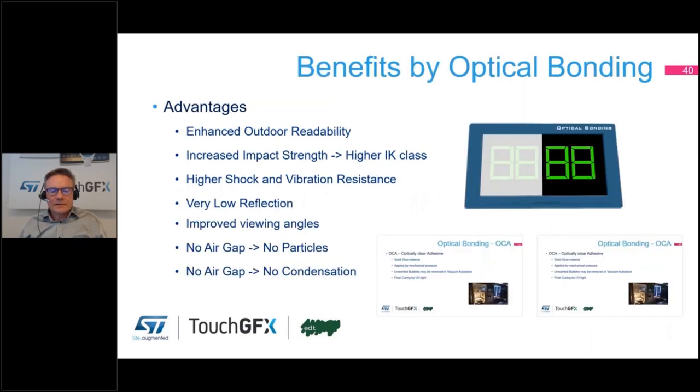So how does it look? This picture here shows it maybe a little bit schematic, but it clearly explains that the right side of the display is having an optical bonding, and the left side is without optical bonding. And it will actually look like that if you take the display outside in the sunlight.